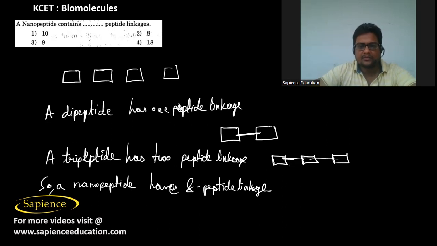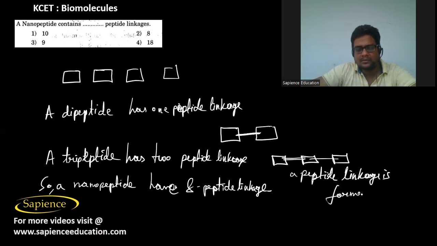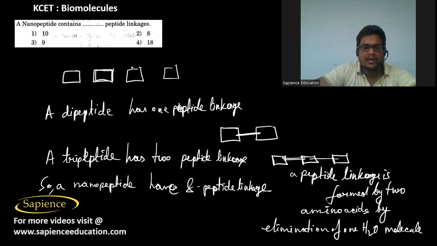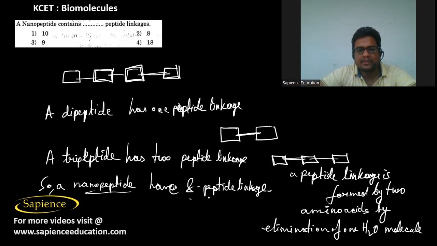So how is a peptide linkage formed? A peptide linkage is formed from two amino acids through the elimination of one H2O molecule. Formed by two amino acids by elimination of one H2O molecule. So it means that if we have 4 amino acids or 4 peptides, then it should have 3 peptide linkages. So a nanopeptide should have 8 peptide linkages. So option 2 is the correct answer.